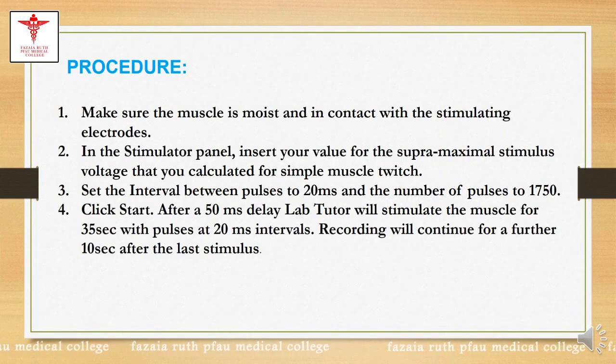And again, it is almost the same procedure. Make sure the muscle is moist and in contact with the stimulating electrodes. In the stimulator panel, insert your value for the supramaximal stimulus voltage that you calculated for the simple muscle twitch. Set the interval between pulses to 20 ms and the number of pulses to 1750. Click start after a 50 ms delay.